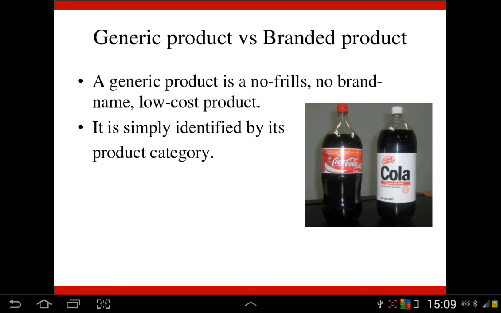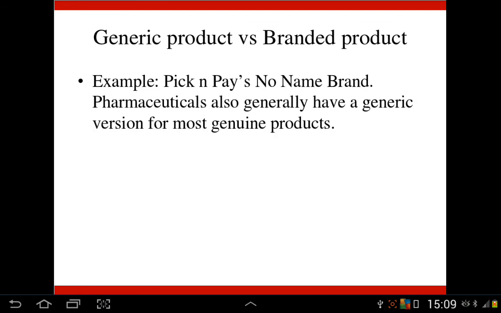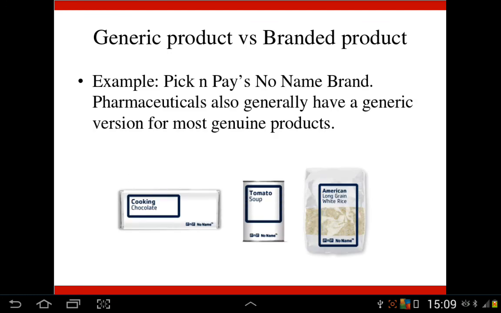Okay, the one on the right is called a generic. Generic just means it's a basic, average, general product in that category, in the cola drink category. And they're usually identified by plain, simple lettering, as you can see there, with white packaging. Okay, nothing special. An example is the Pick n Pay no-name brand. As you can see, white packaging, very simple. It just says cooking chocolate and tomato soup.